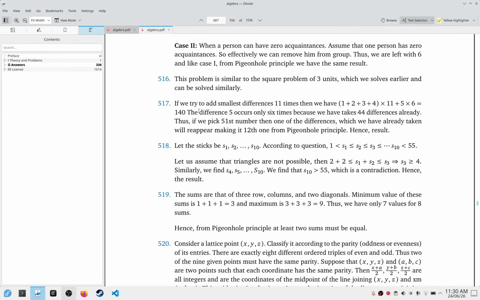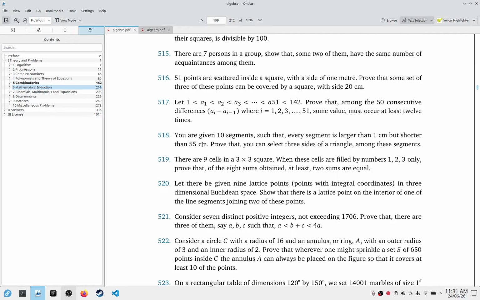So we try to add the smallest differences 11 times. Then we have 1 plus 2 plus 3 plus 4 times 11 plus 5 into 6. That is 140. The difference 5 occurs only 6 times because we have 44 differences already. Thus, if we pick the 51st number, then one of the differences which we have already taken will appear, making it the 12th one, from the pigeonhole principle. And very well.